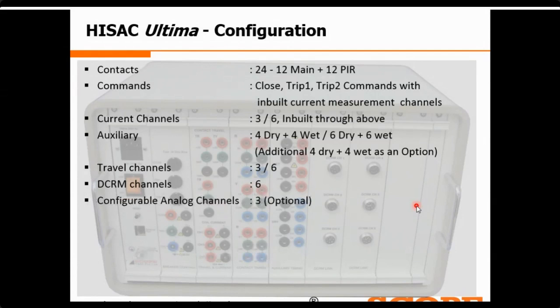Now, the configurable analog channels are again optional, as per the special requirement of the customer. I have already explained that different utilities have different demands as per their requirement. Sometimes they ask for vibration measurement, or SF6 gas pressure measurement, or pre-insertion resistance measurement. For these, the configurable analog channels are there.